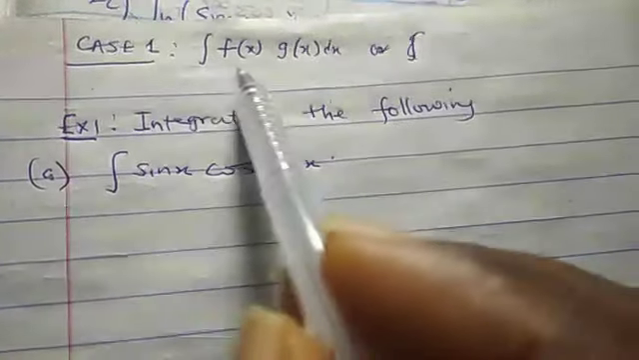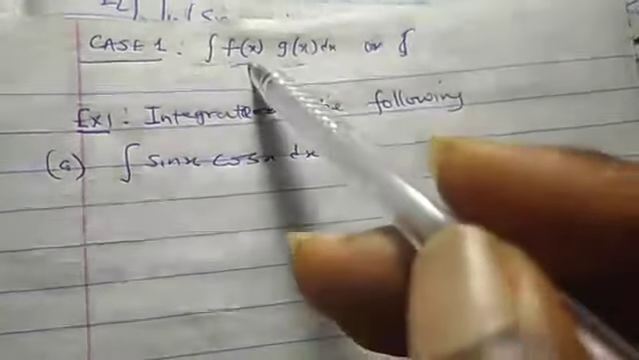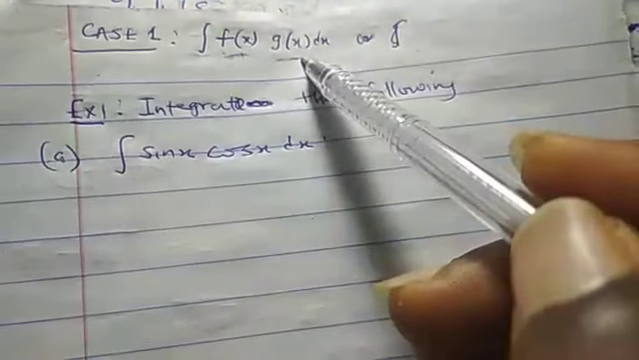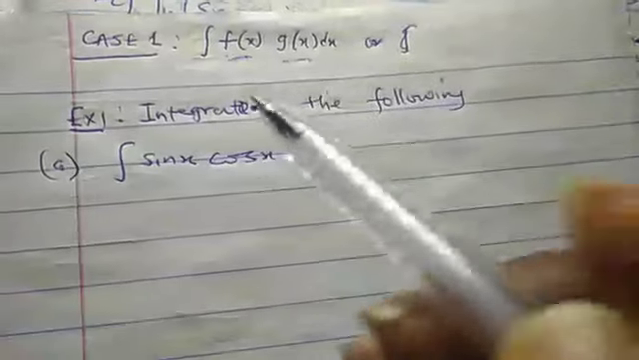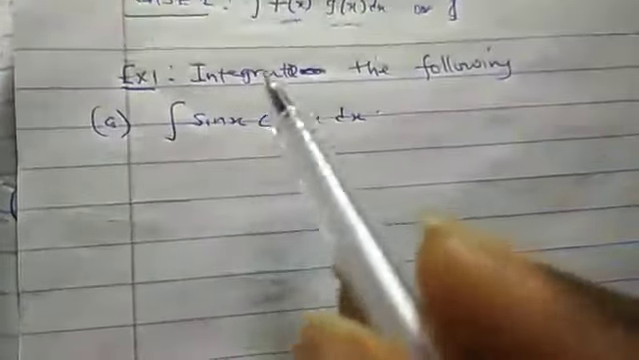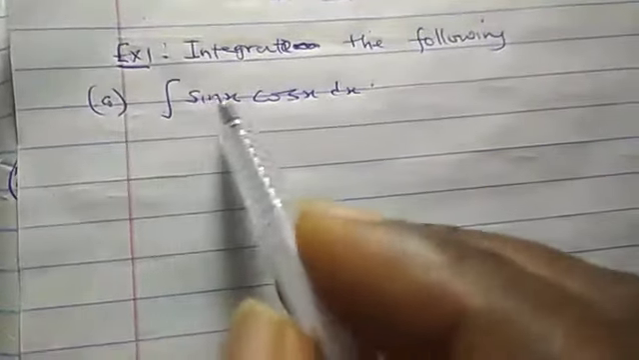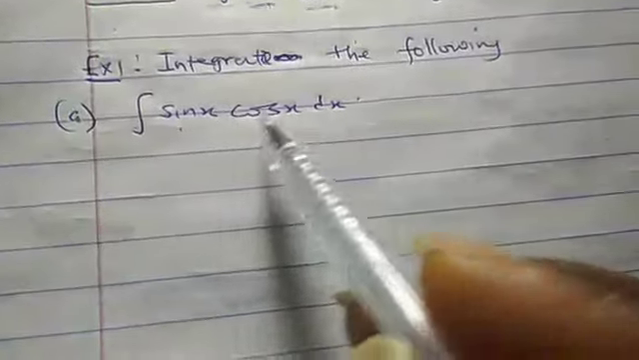The first format is this: when you are given f of x and g of x, that is a product of two functions, such that if you differentiate one, you will get the other one, then you apply integration by substitution. Now, we consider the following example. Integrate the following. The first one, integration of sin x cos x. How do we do this?